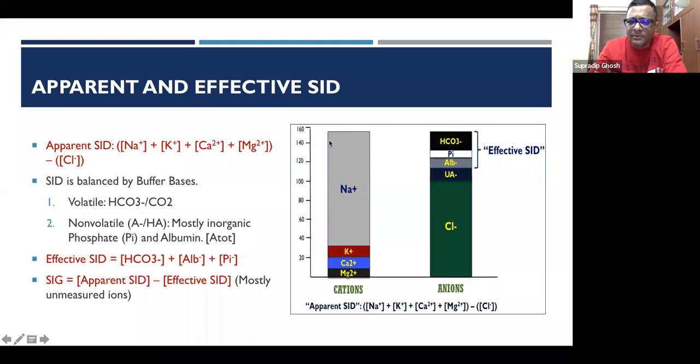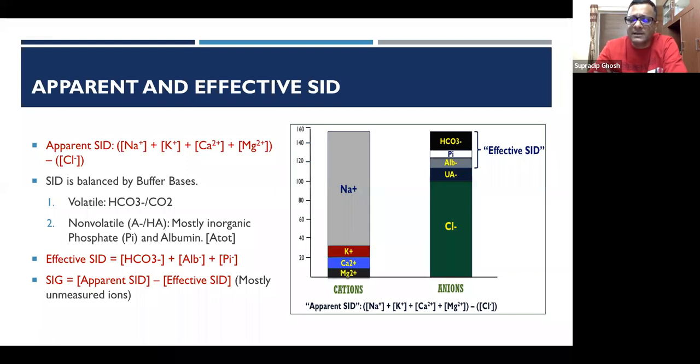Follow my arrow. In this column, we have all the positive cations, that includes sodium plus potassium plus calcium plus magnesium. On the other side, in this column, we have predominantly chloride ion plus some unmeasured anion, some albumin, some phosphate, and some bicarbonate. Now, what is apparent SID? Apparent SID is the difference between sodium plus potassium plus calcium plus magnesium minus the chloride. So all these additional things, including unmeasured anion plus albumin plus phosphate plus bicarbonate, are actually constituting the apparent SID.